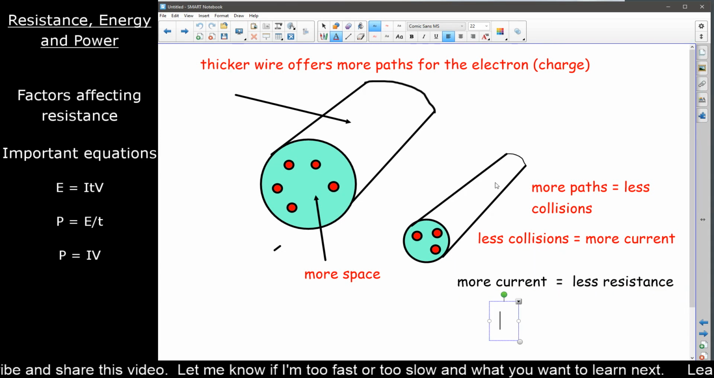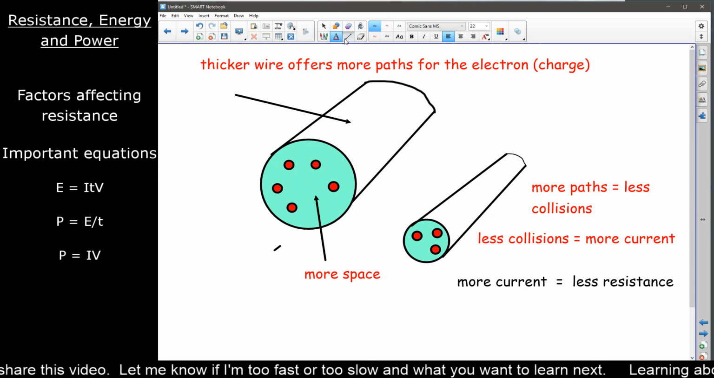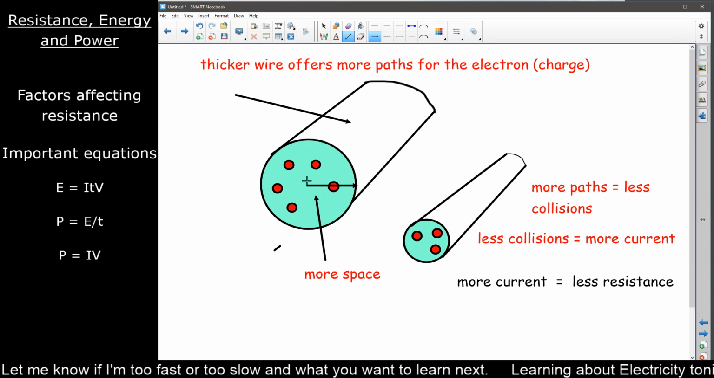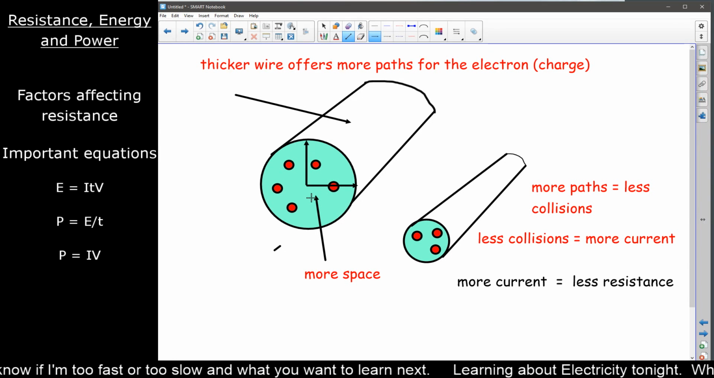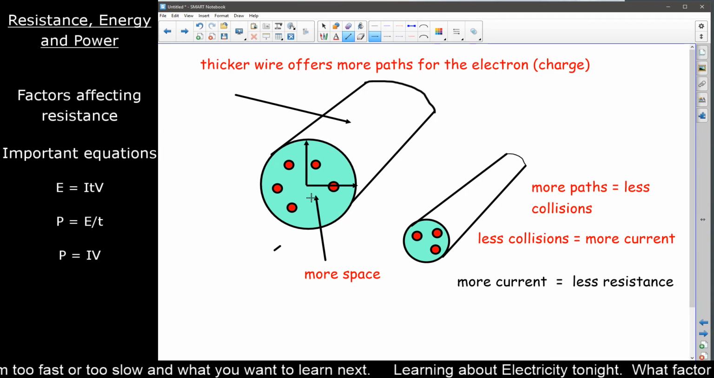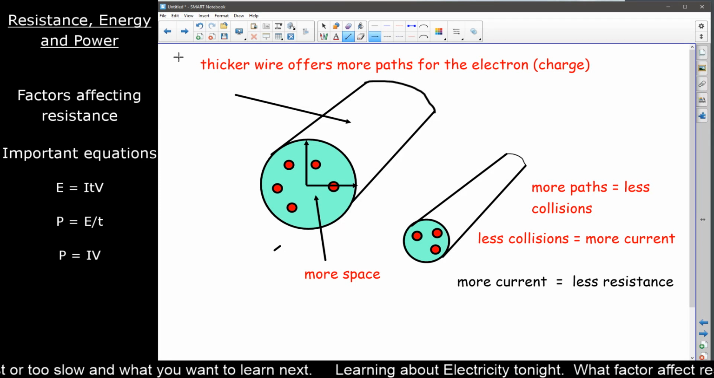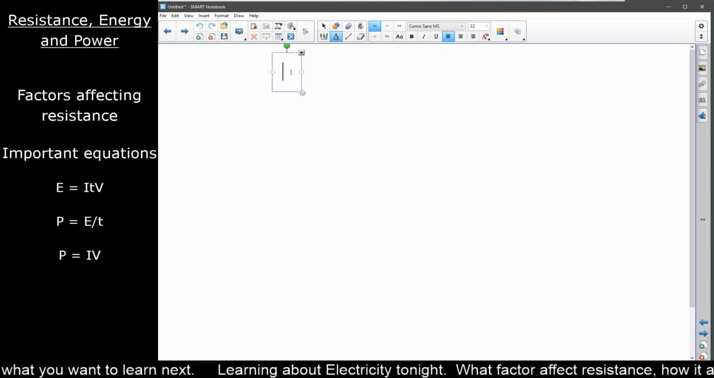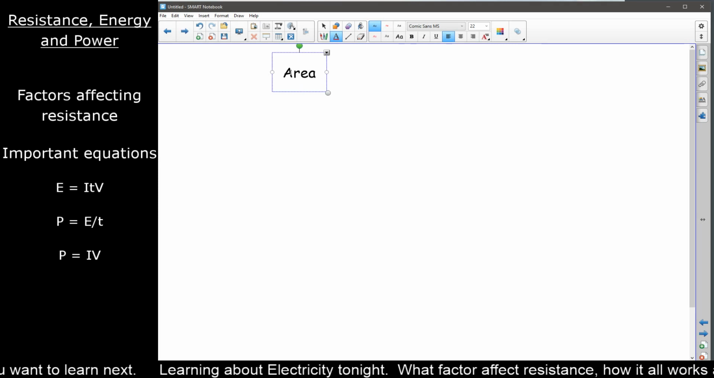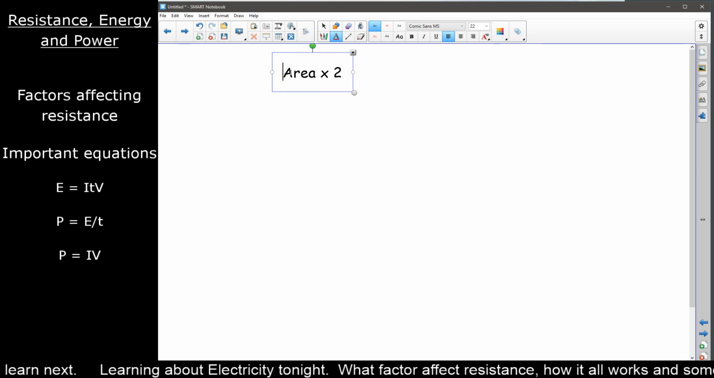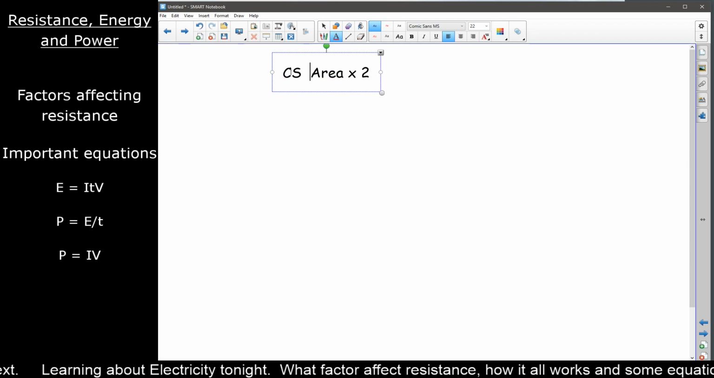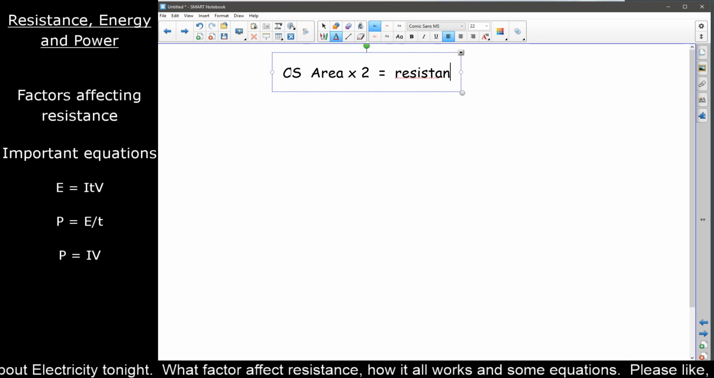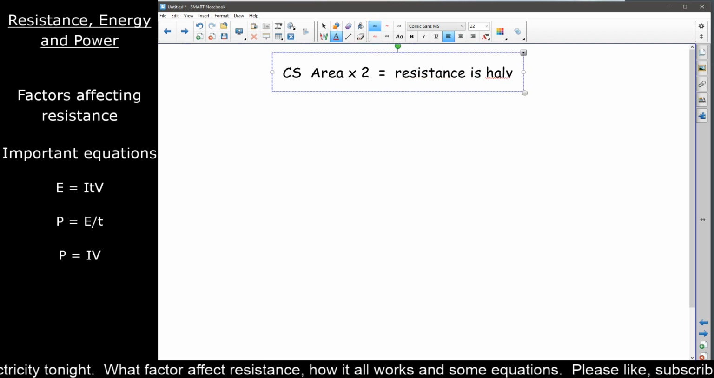And it gets better actually, because doubling the thickness not only doubles your space in that direction, but it also doubles your space in that direction. So it actually gives you 4 times the amount of current, because it's the area that matters, not the thickness. So the rule is this: if the area is multiplied by 2, and by area we mean the cross-sectional area, the resistance is halved.